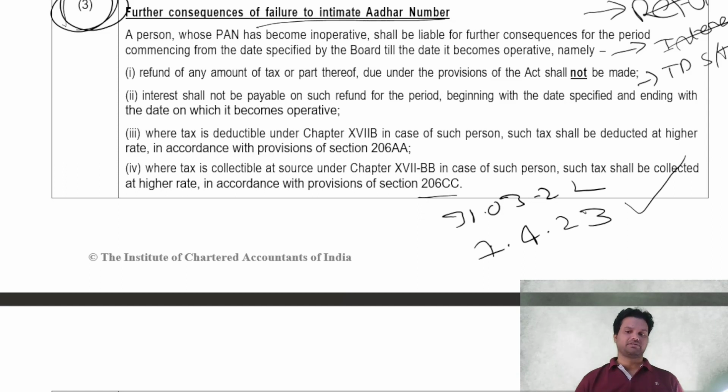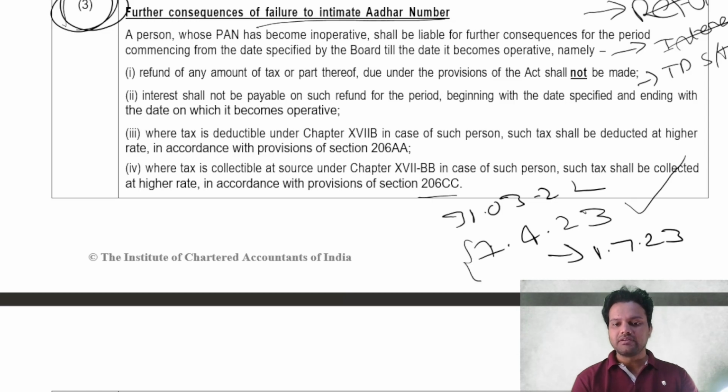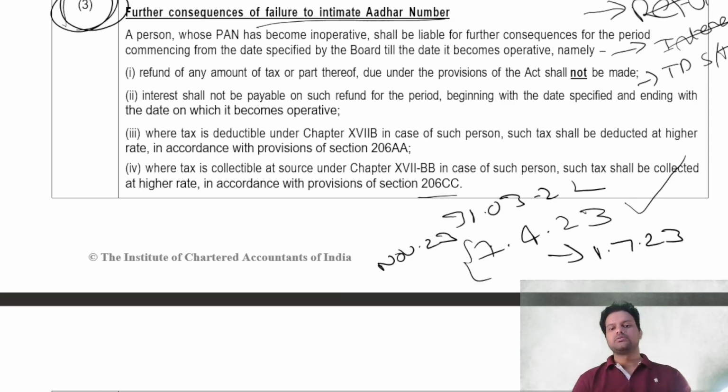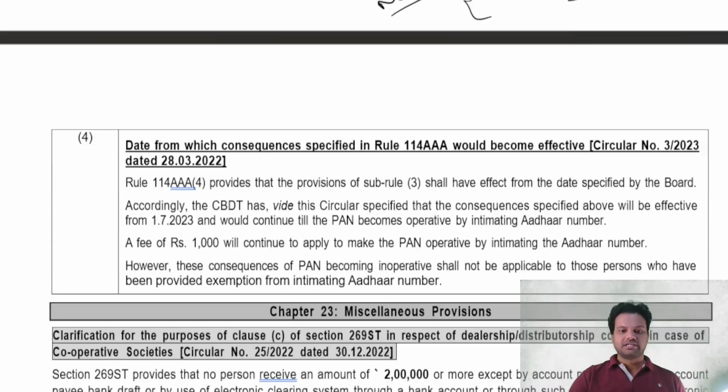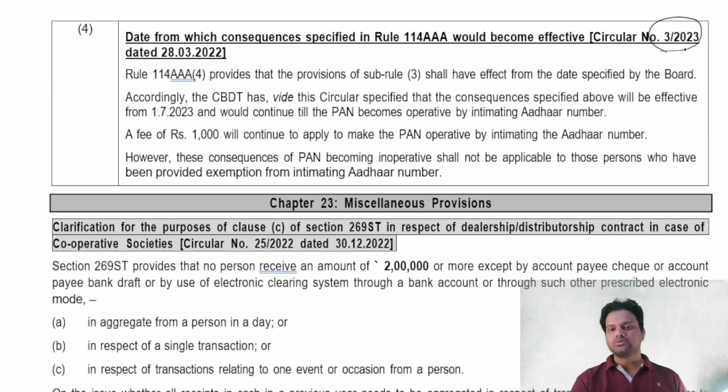They have given a clarification on this, particularly on clause number 3. Now they extended the timeline to 1st July 2023. This is the November 2023 amendment. This is the only November 2023 amendment. They just extended the timeline by a further 3 months. That's the amendment, provided in Circular number 3 of 2023. They said that instead of 1st April, you read it as 1st July.